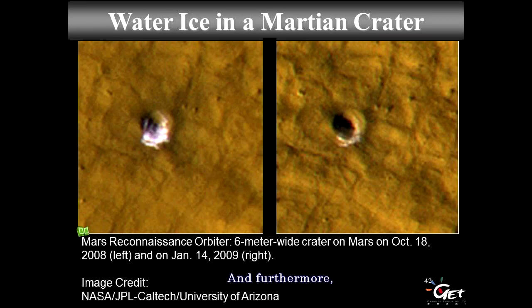And furthermore, there is evidence of the presence of ice, because if you go to the poles, I'll show you, there is a very thick layer of ice on the north and southern poles. But even within Martian craters, you have evidence of ice. This is a picture taken by Mars Express, which was one of the probes that landed or got very close to the surface of the planet. This is ice, water ice.